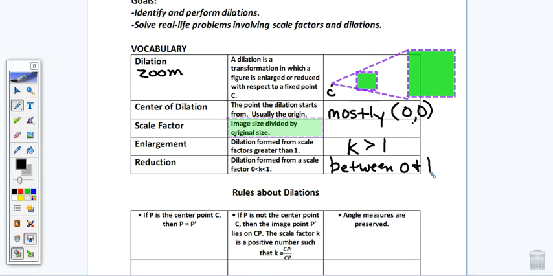Okay. Now we're going to talk about what happens when a scale factor is negative. We'll talk about what's going on there. I think you guys will see what's going on.